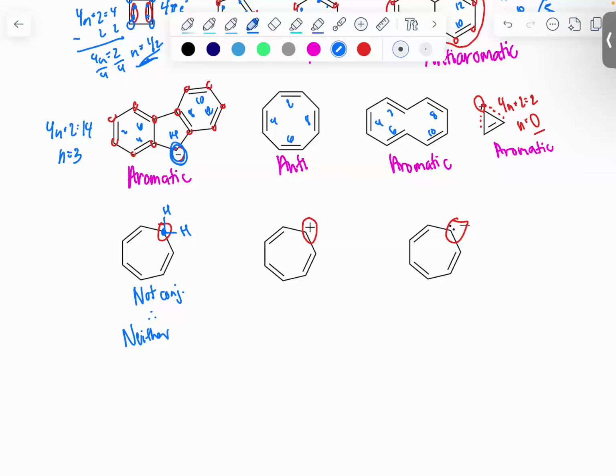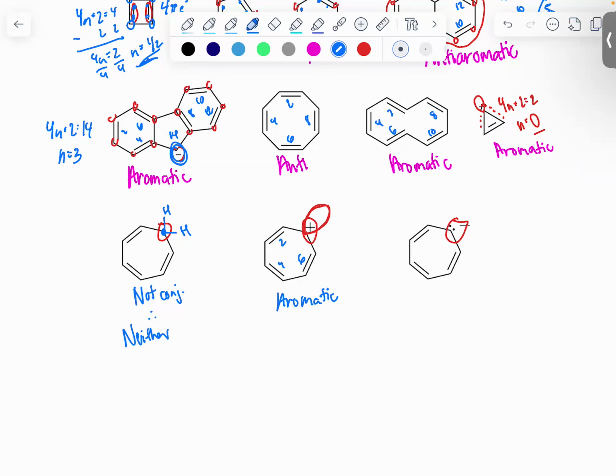This next one, though, we now have a positive charge, which means that we have that empty orbital for the electrons to be in. So we do have a conjugated system. And we have 6 electrons, which would make this aromatic.